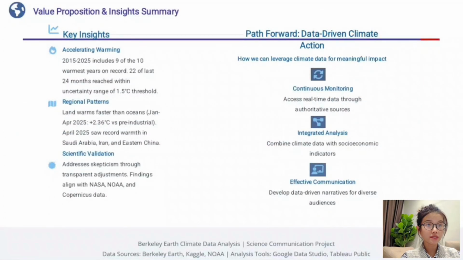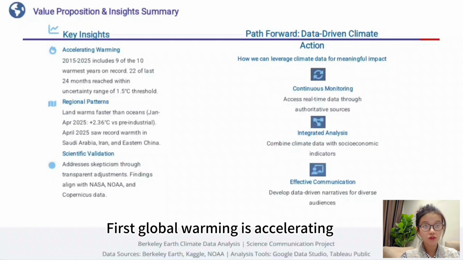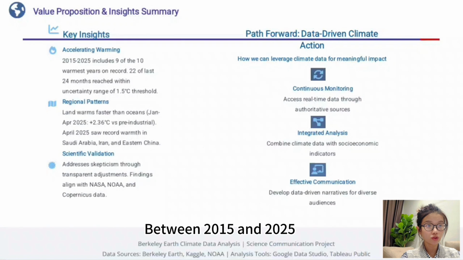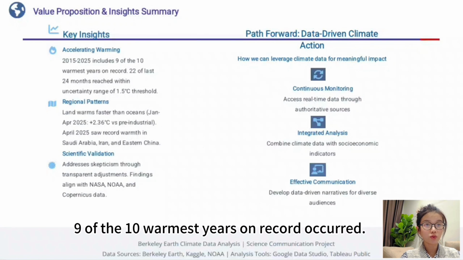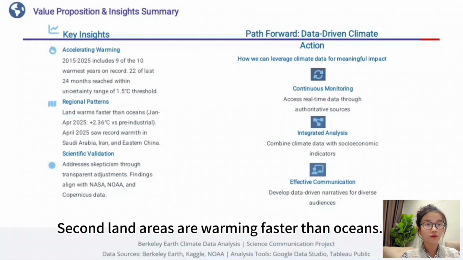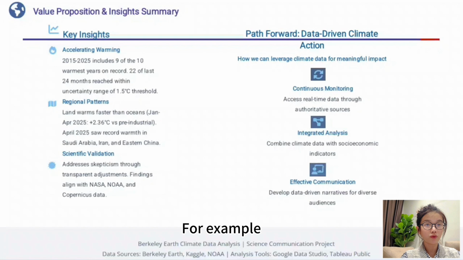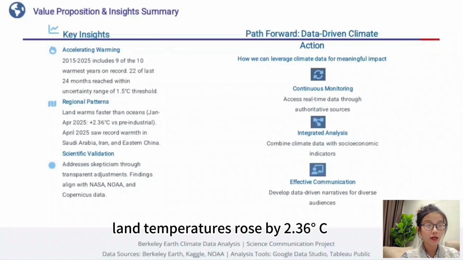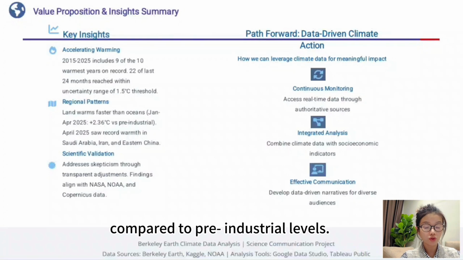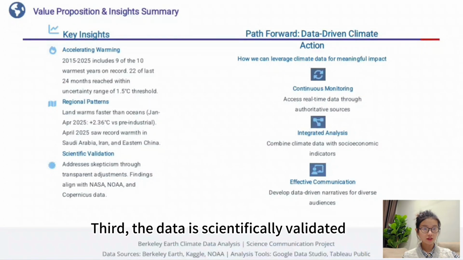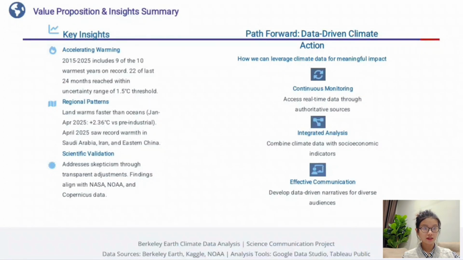From the data, we see several important insights. First, global warming is accelerating. Between 2015 and 2025, 9 of the 10 warmest years on record occurred. Second, land areas are warming faster than oceans. For example, from January to April 2025, land temperature rose by 2.36 compared to pre-industrial levels. Third, the data is scientifically validated and aligns with funding from NASA and other major institutions.